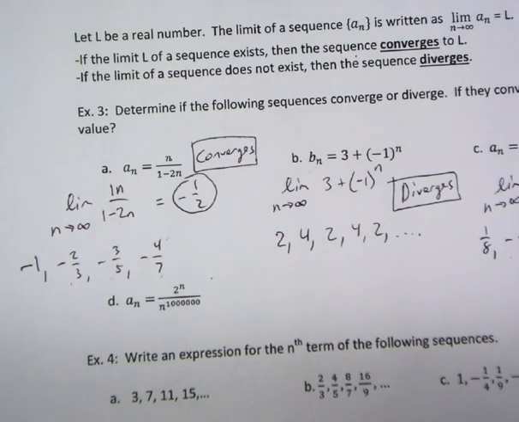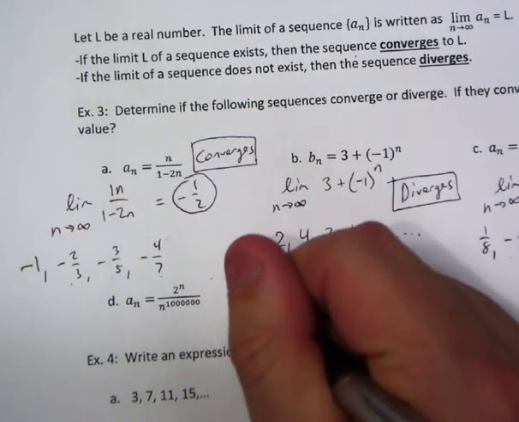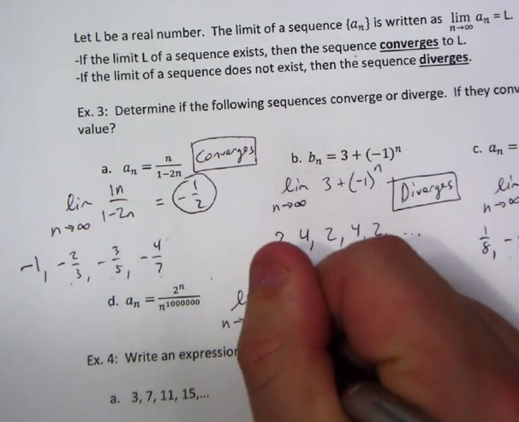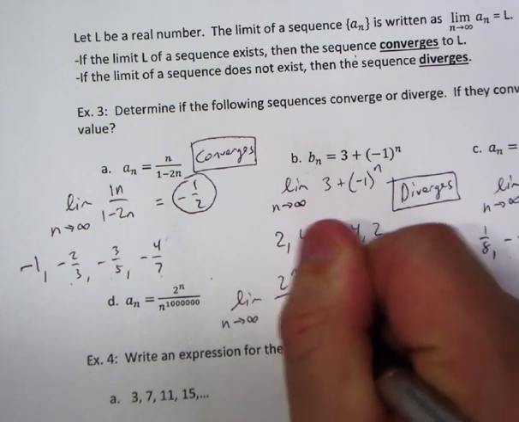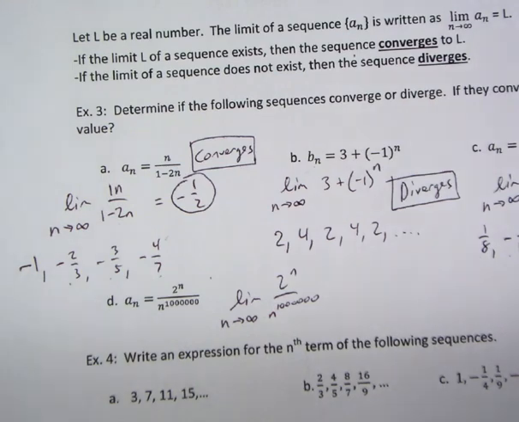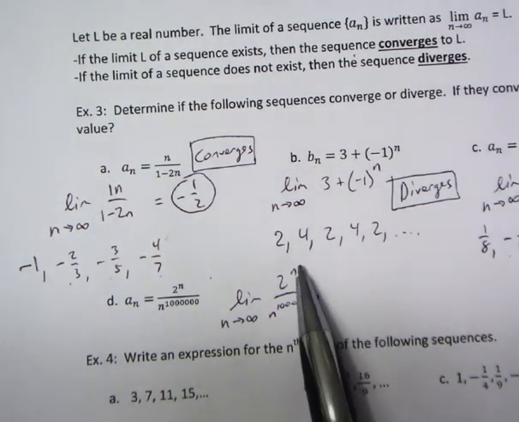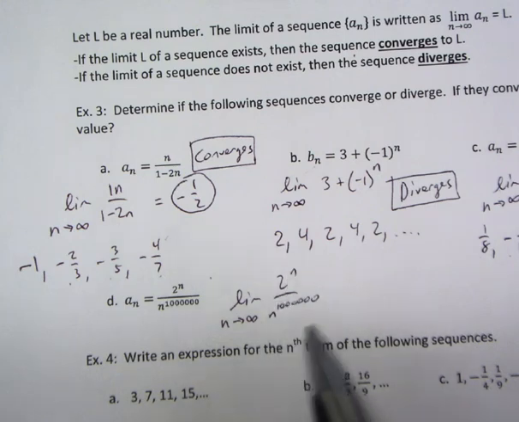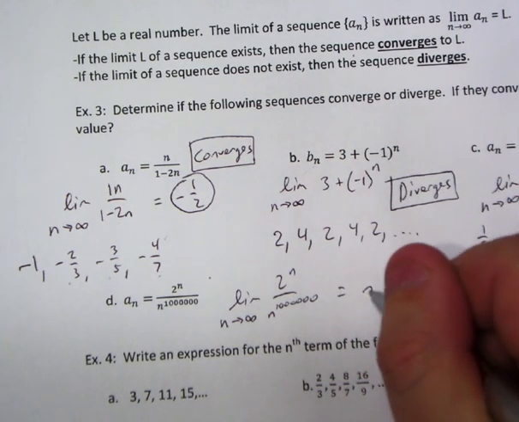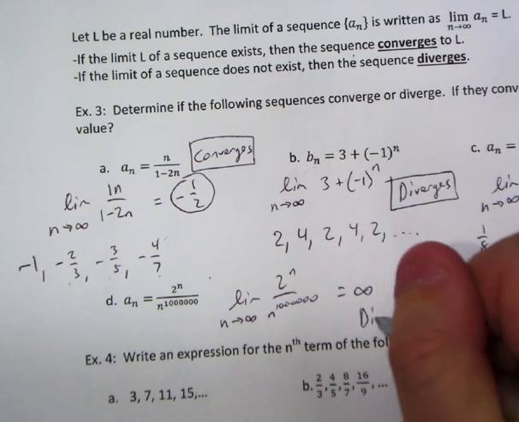D. Ooh, big numbers. So we have the limit as n goes to infinity of 2 to the n over n to the whatever that number is. It's erroneous. And we have this topic of domination. Well, exponential functions are always going to dominate polynomial functions. The top is eventually going to get significantly large compared to the bottom. So this is going to go to infinity. Diverges.